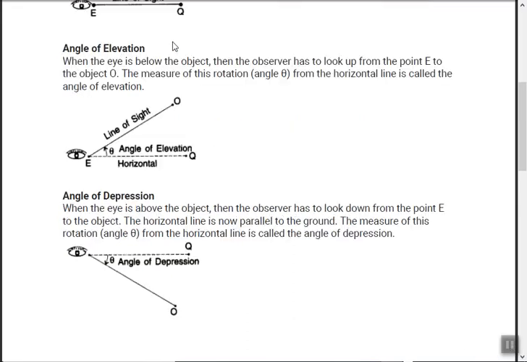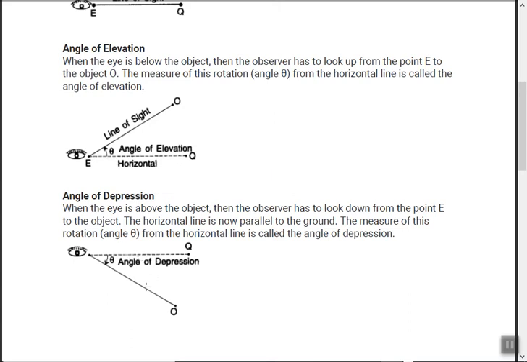Okay. What is the angle of elevation? Elevation means above and depression means below. So the angle of elevation will be the angle above. See here, when the eye is below the object, the object is above and the eye is below. The observer has to look up from the point E to the object O. The measure of this rotation from the horizontal line is called the angle of elevation. This angle theta with the horizontal is known as the angle of elevation.